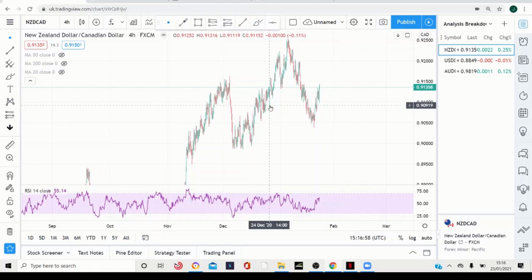We're gonna break down these 3 pairs for you guys that we have been taking a close look at for the past week. On screen here we have the New Zealand against the Canadian dollar, the US dollar against the Swiss franc, and also Australia versus the Canadian dollar.